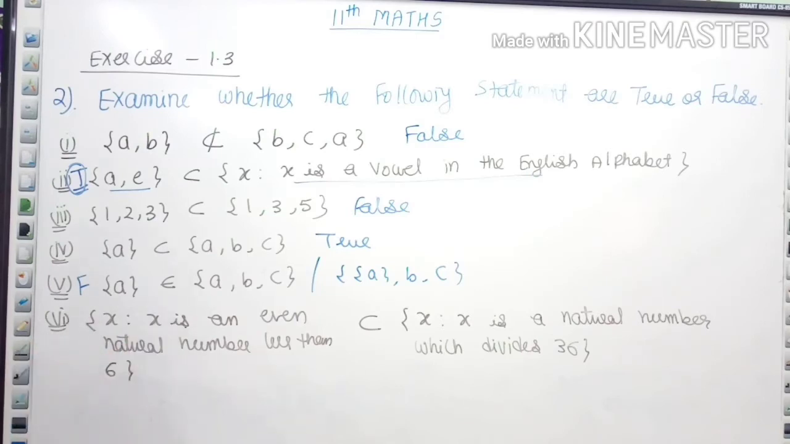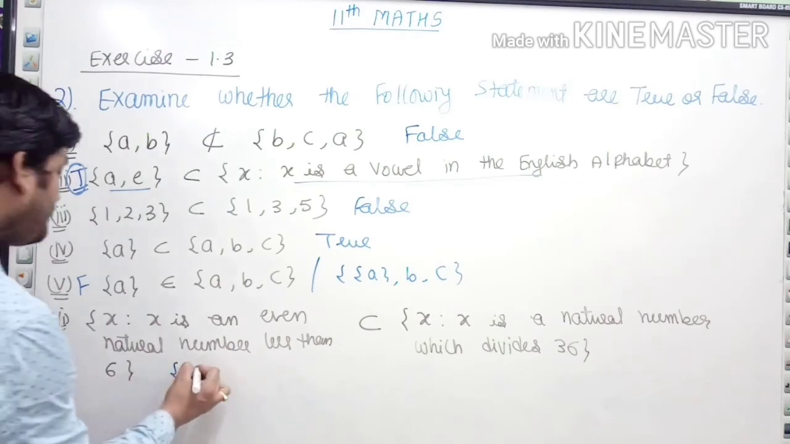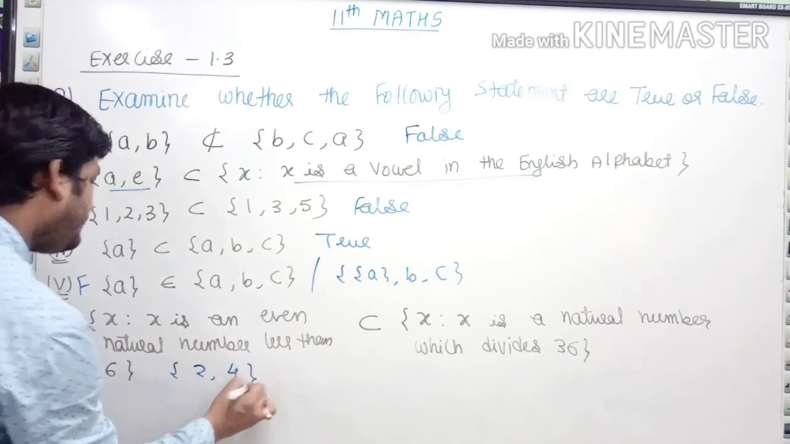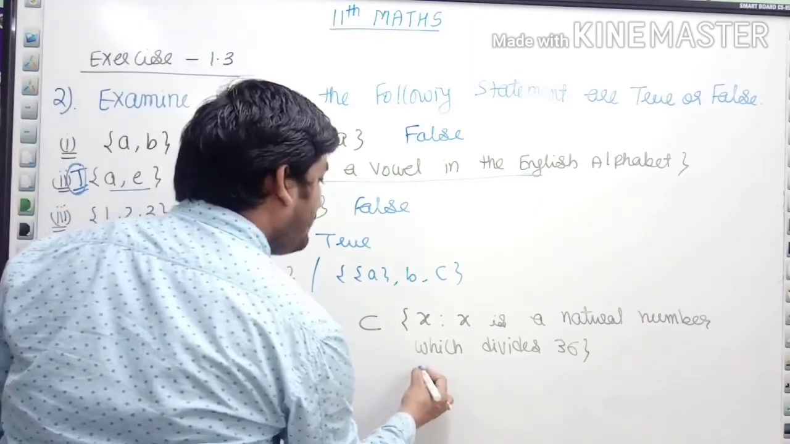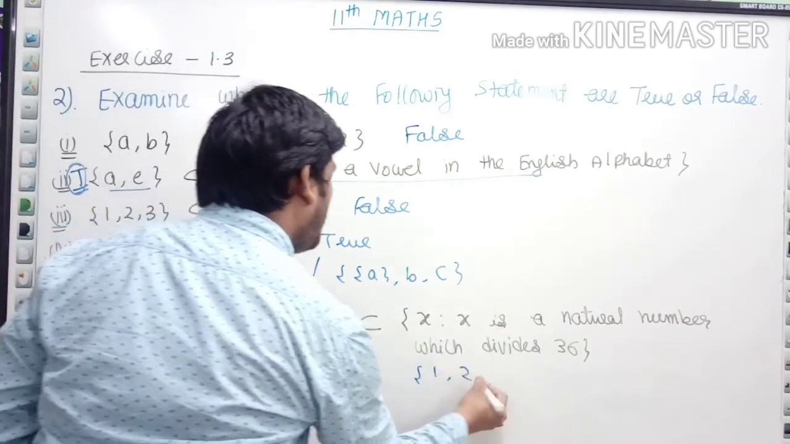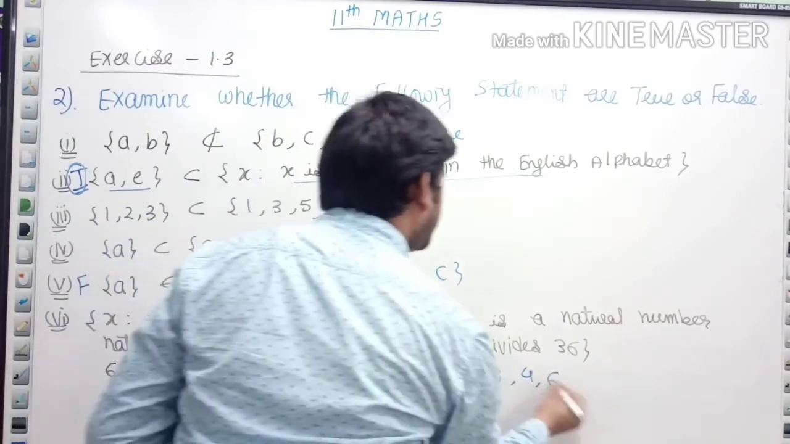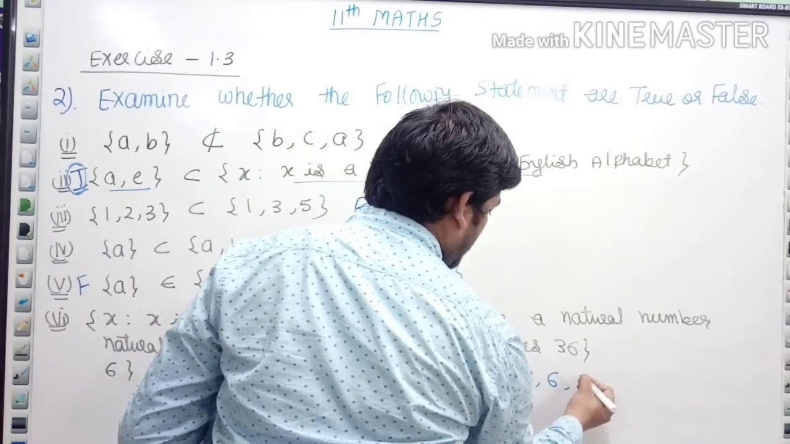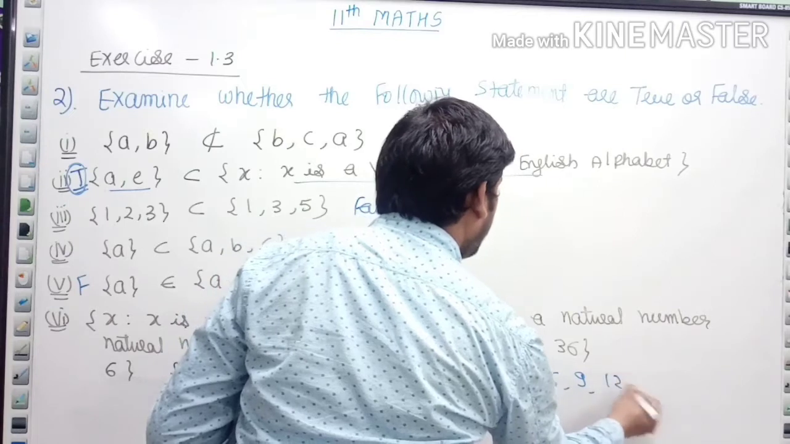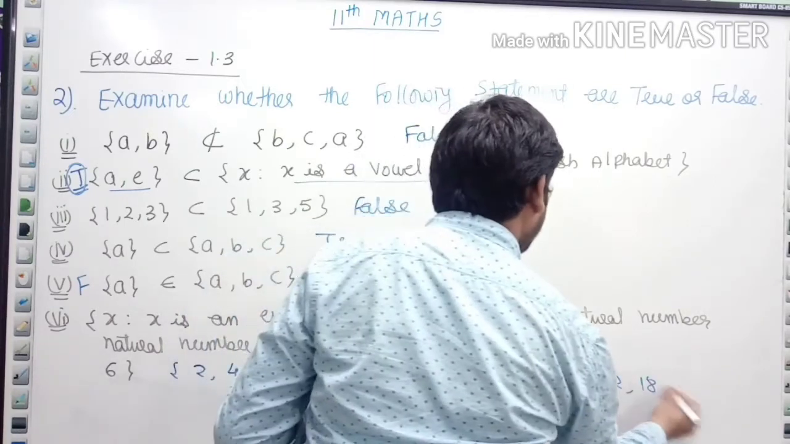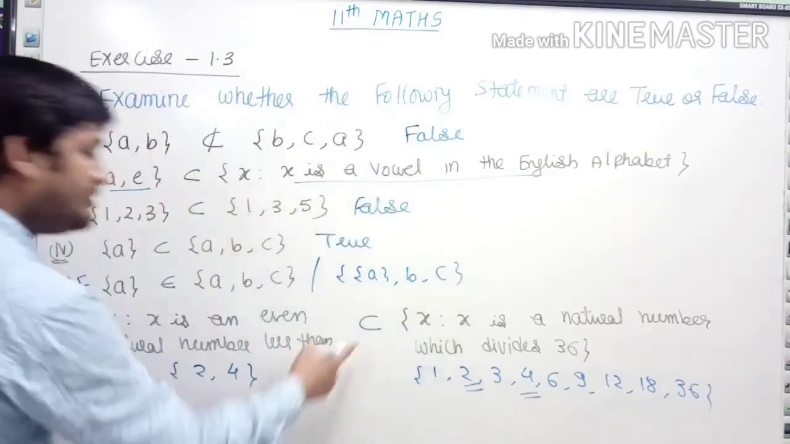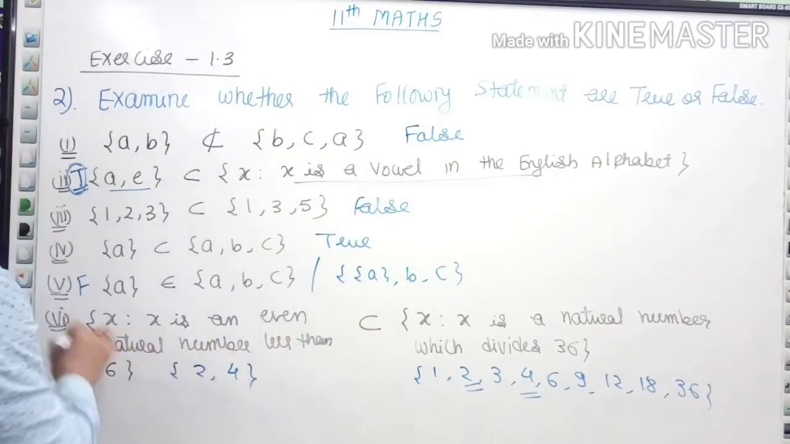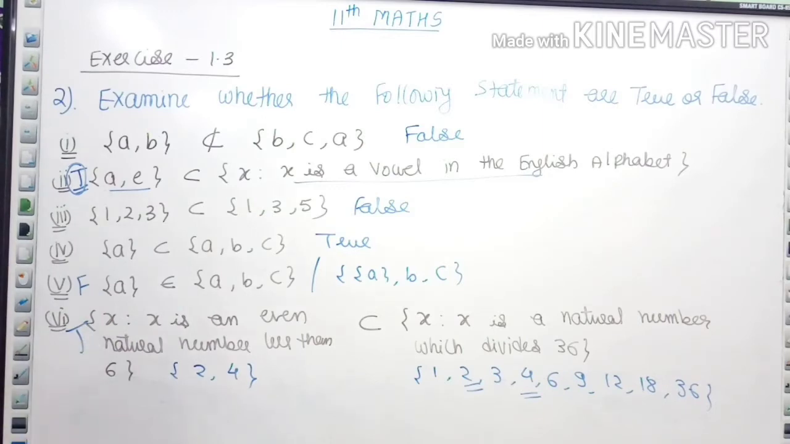X is an even natural number less than 6. What will the even natural numbers less than 6 be? 2 and 4. These two are less than 6 and even natural numbers. And which divides 36, natural numbers: 1, 2, 3, 4, 6, then 9, 12, then 18, then 36. So you can see this 2 and 4 lying here. So it is a subset. The symbol is also of subset. It is a true statement.